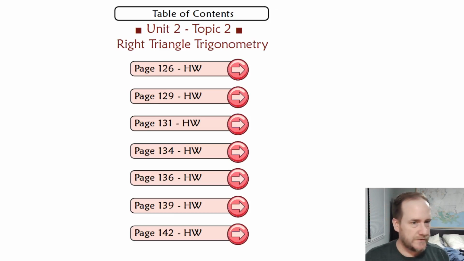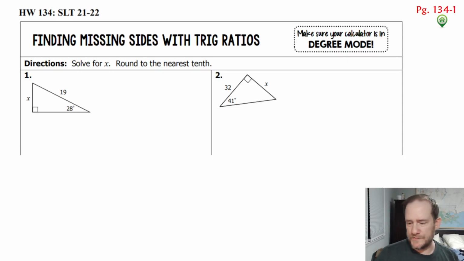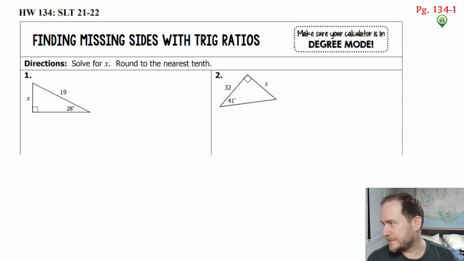So let's do it. Here's 134. This is where we have to actually use trig to solve, and there are definitely questions like this on the assessment. Let me do this first one with a lot of detail so you know what the steps are.